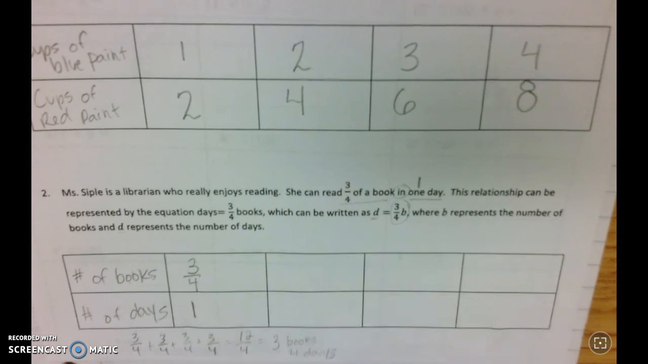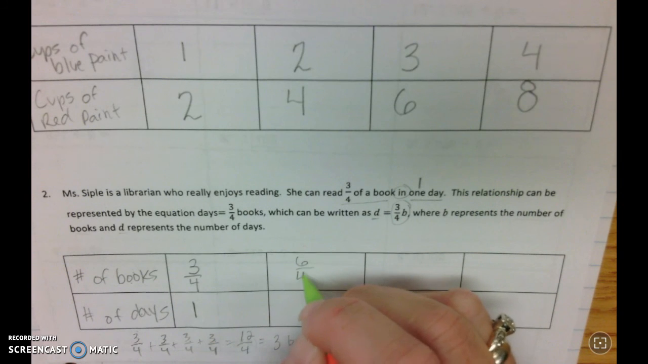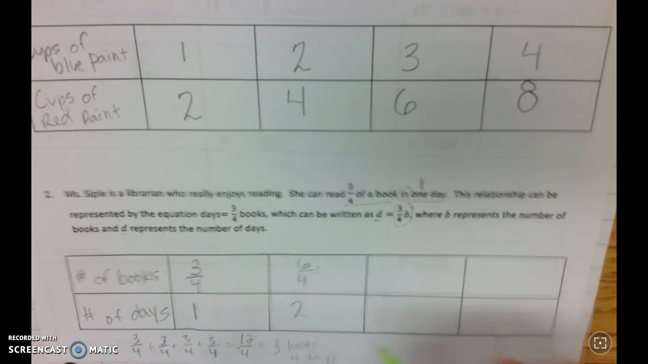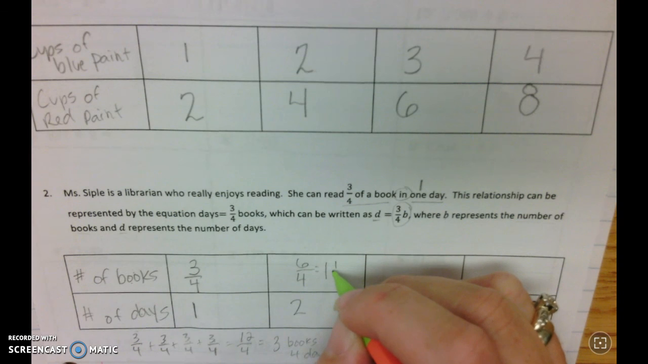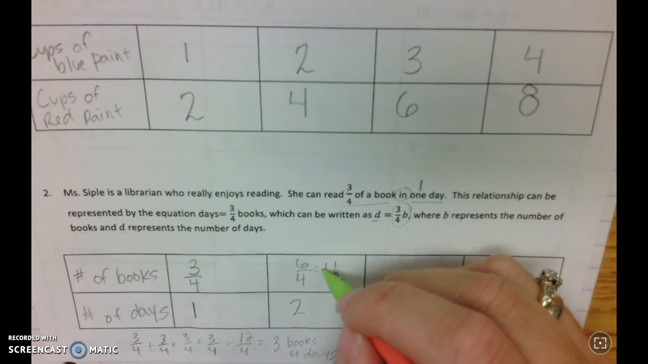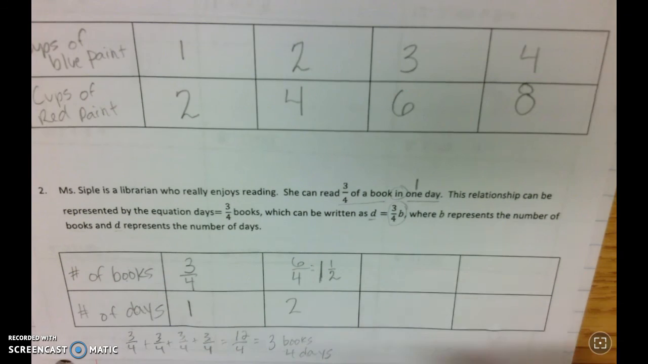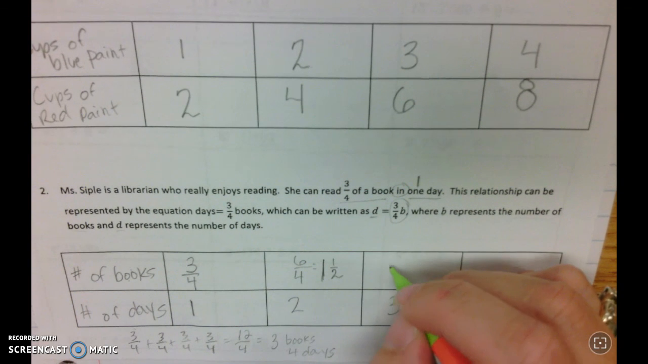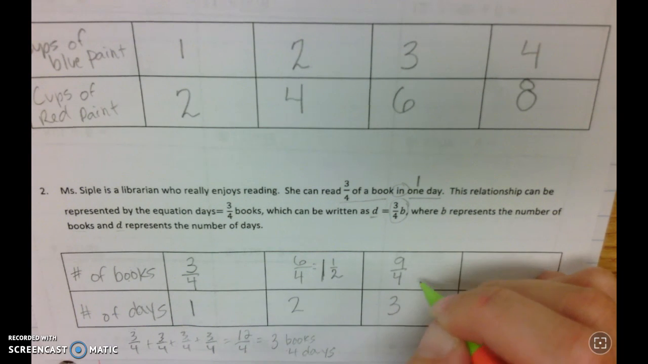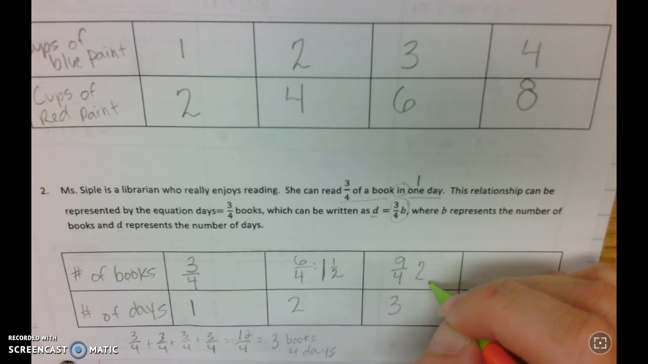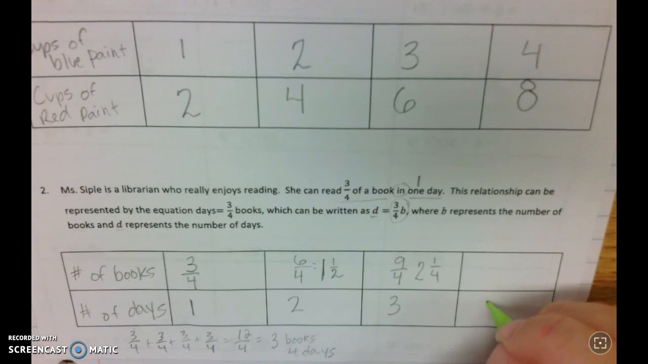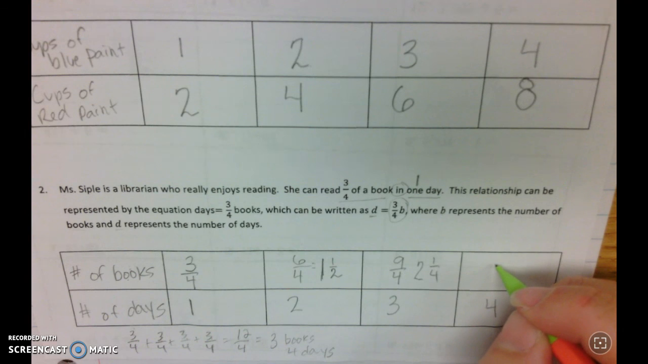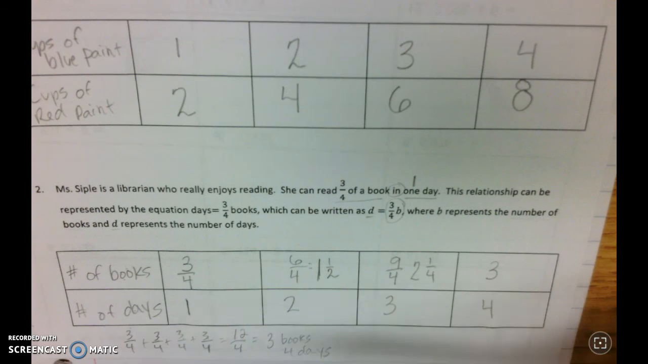So we can look at it as 6/4 of a book in 2 days, which is the same as having 1 book and a half, because it's 1 and 2/4, which is 1 1/2 books. And then 3 days would be 3/4 plus 3/4 plus 3/4, which would be 9/4, which would be the same as 2 books and 1/4. And then by the time we get to 4 days, that would be 3 whole books, because it's 3/4 like we did down here to get 12/4, 3 books in 4 days.